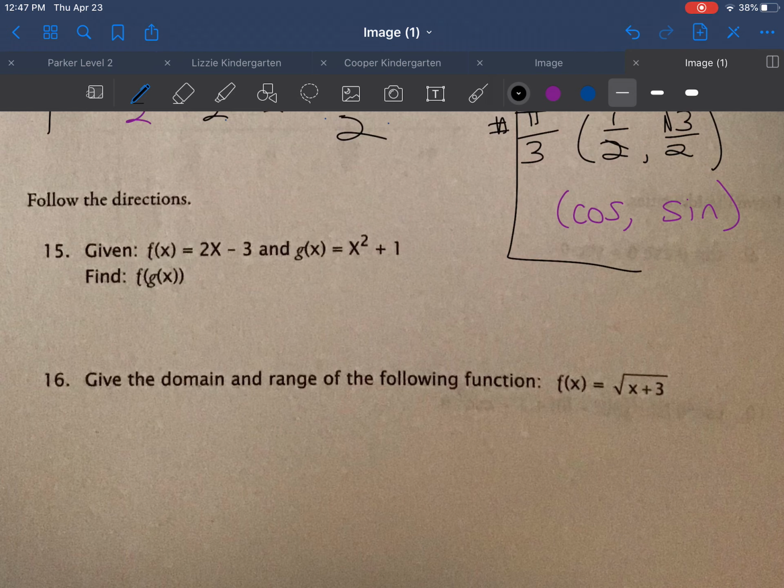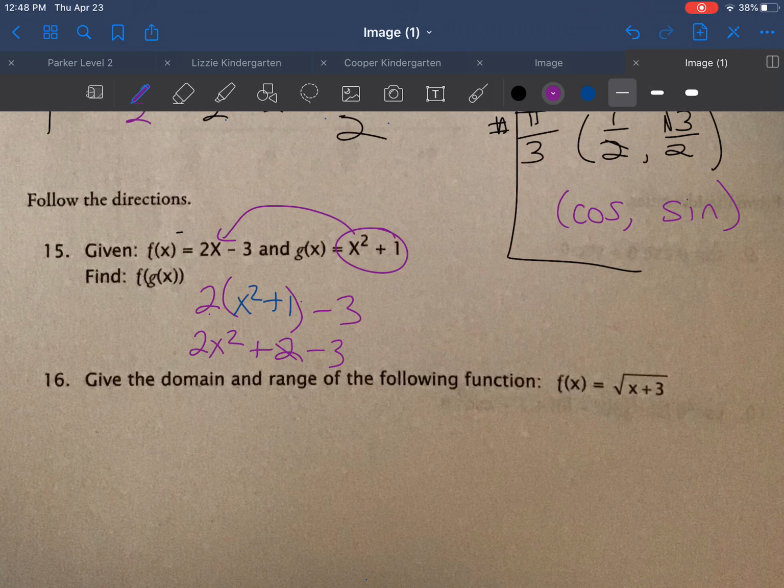Following the directions here, it gives us f of x and g of x, and we're plugging g into f. So it's going to take all of g and plug it into the f function. G goes inside of f. So we've got 2, but instead of the x, now we're going to put x squared plus 1, minus 3, because we've got our 2x minus 3, but the x has been replaced. This is 2x squared plus 2 minus 3, which is 2x squared minus 1. And that's your final answer.